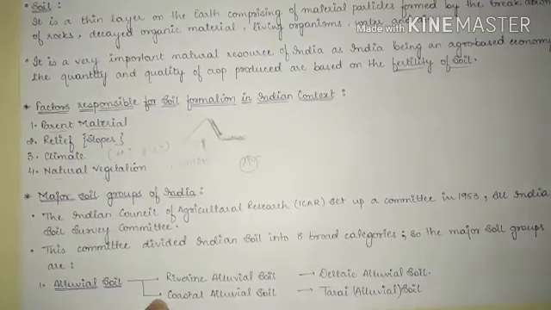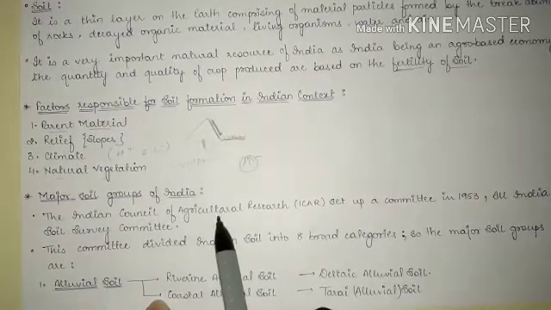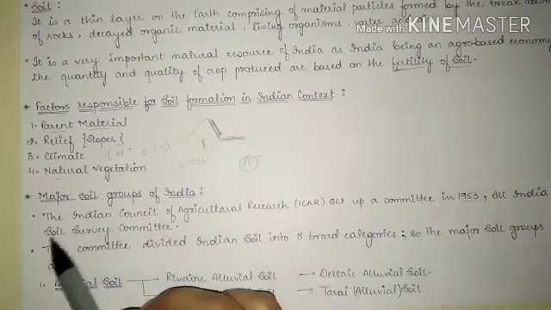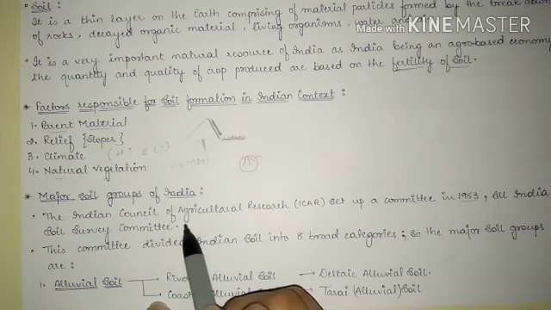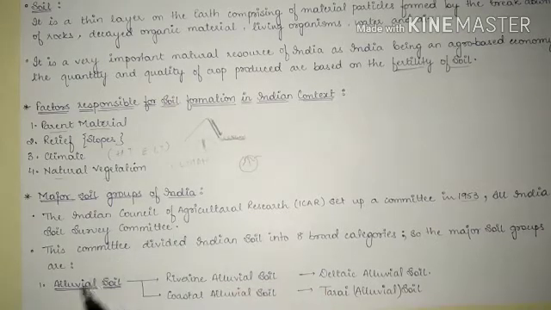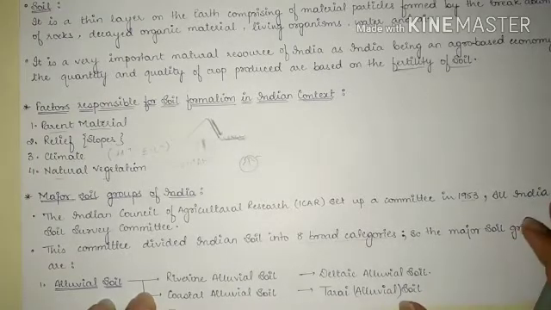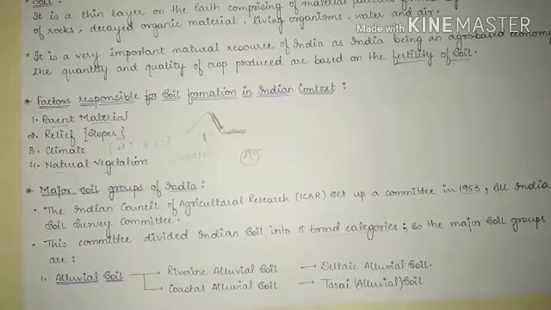Now, the Indian Council of Agricultural Research set up a committee in 1953, known as the All India Soil Survey Committee. This committee was asked to categorize Indian soil into various forms. It divided Indian soil into 8 different categories. The major soil groups are alluvial soil, black soil, red soil, laterite soil, forest and mountain soil, arid and desert soil, saline and alkaline soil, and lastly peaty and marshy soil.